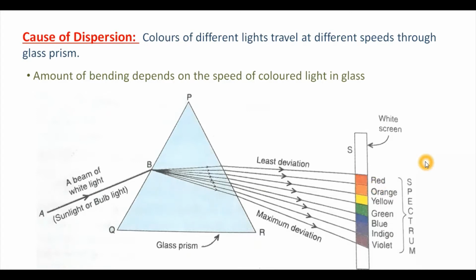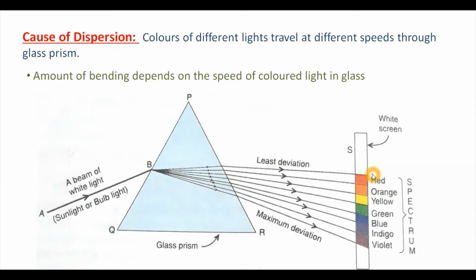This is our spectrum. Now you can see here, red is at the top. Why is red at the top and violet at the bottom? The red color, you can see here, is least deviated. Why is red least deviated? Why is the bending angle so small? Because the speed of red is maximum in the glass prism, so it is deviated least, and due to this red color forms the upper part of our spectrum.